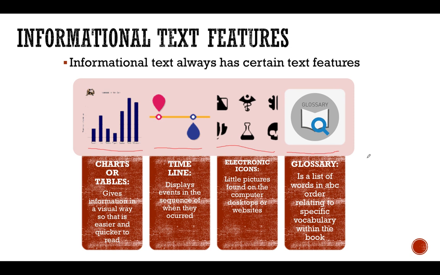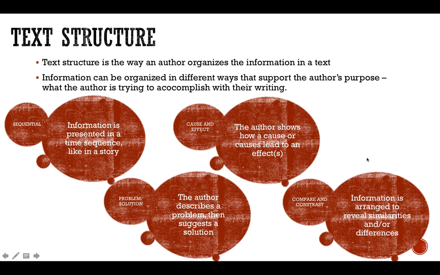Cuando hablamos de textos informativos, hay algunas características muy puntuales que podemos encontrar, como son tablas informativas que contienen datos puntuales, líneas de tiempo, también iconos visuales que nos dan alguna idea de lo que se habla en el texto, y glosario ordenado en orden alfabético y que nos ilustra un poco del vocabulario que contiene ese texto.